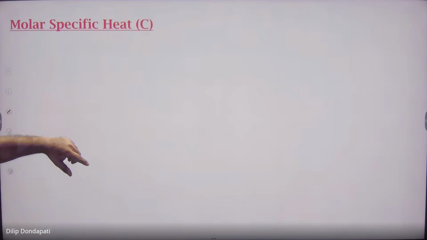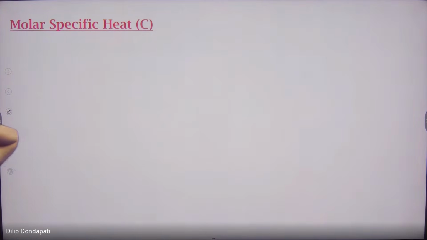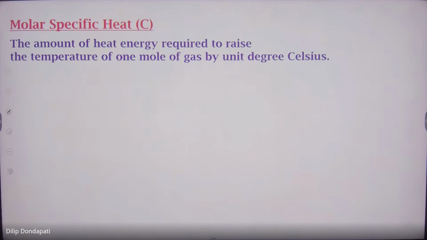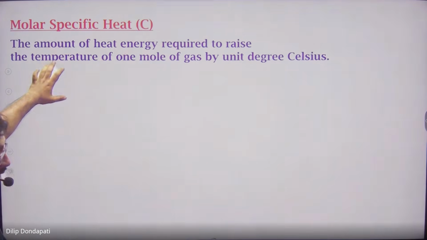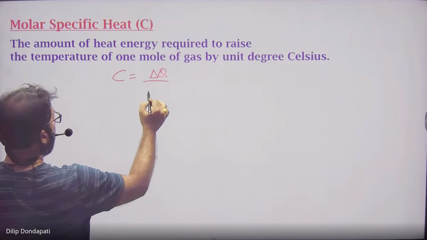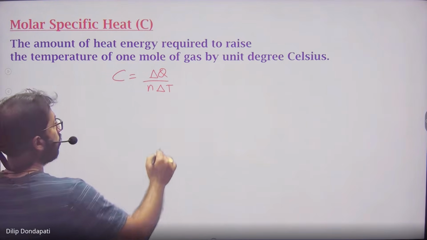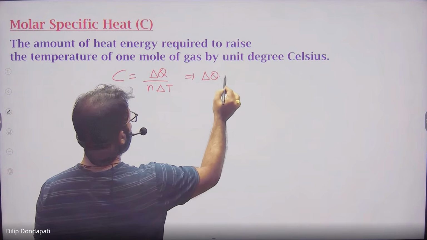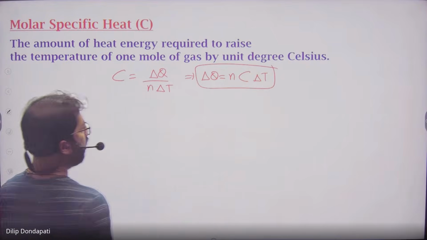Now we have to learn molar specific capacity, which is written as capital C. Very important. Look carefully at what we are studying. Molar specific capacity: the amount of heat required to raise the temperature of 1 mole of a gas by 1 unit degree Celsius. This is capital C. So capital C is delta Q by n delta T. We want this capital C because gas is measured in moles. So from this, the formula for delta Q is n capital C delta T.